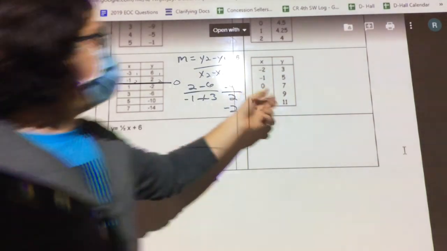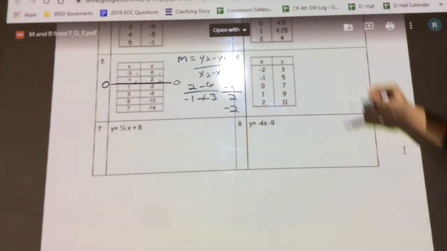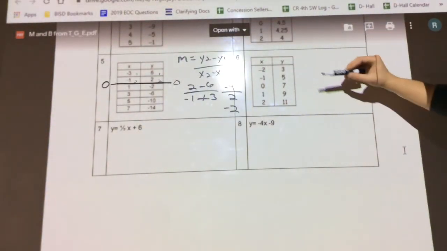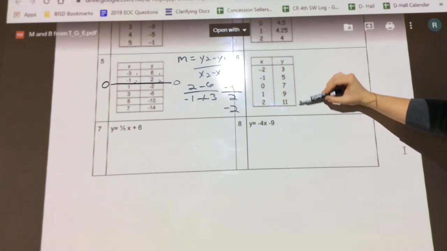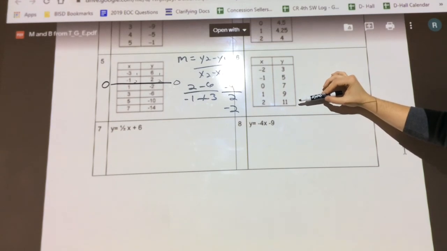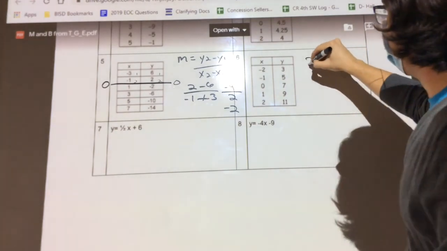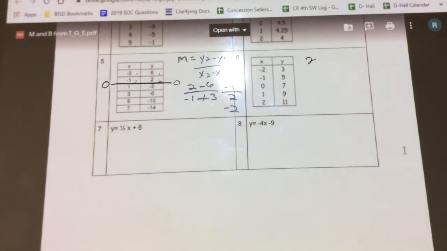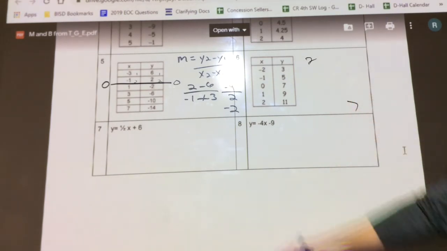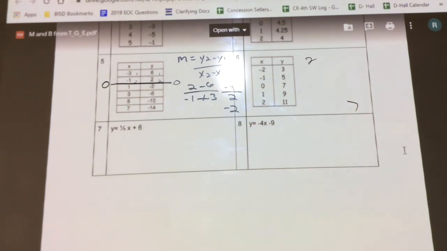Yes. Over here, I'm just going to go ahead and just do this one super quick. Notice I'm increasing by 2 every time. So if I'm increasing by 2 every time, my slope has to be 2. And y-intercept is whenever x is 0. So what's the y-intercept on this one? 7.